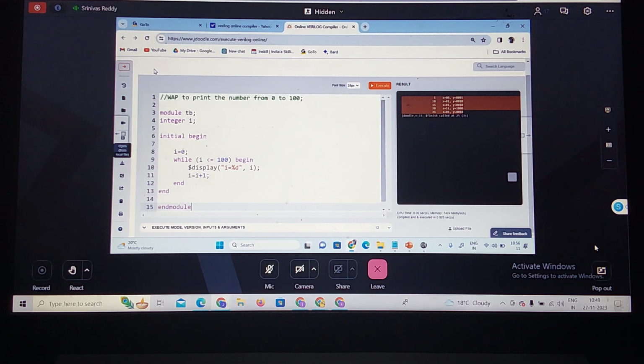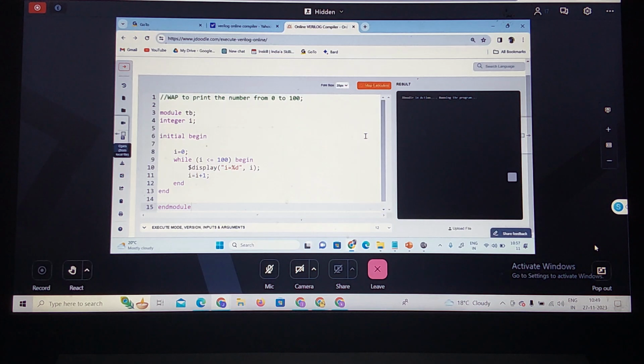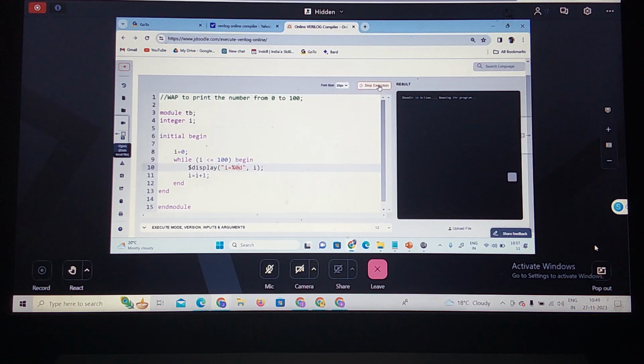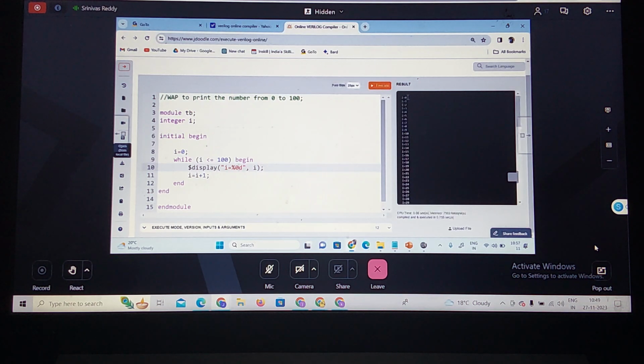Now let us run this for syntax errors first. So there are no syntax errors. It is printing the i value. Let us print this as %0d. Remove the spaces. This is the i value: i is 0, 1, and so on up to i equal to 100. Do you understand the syntax of this while loop?